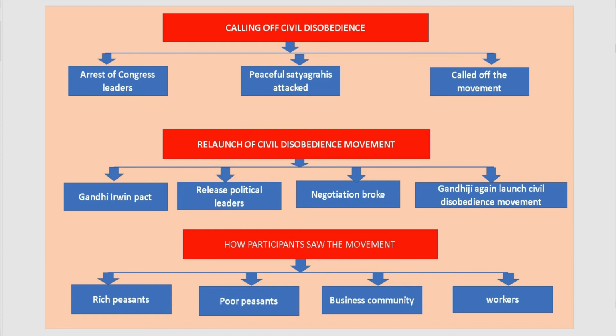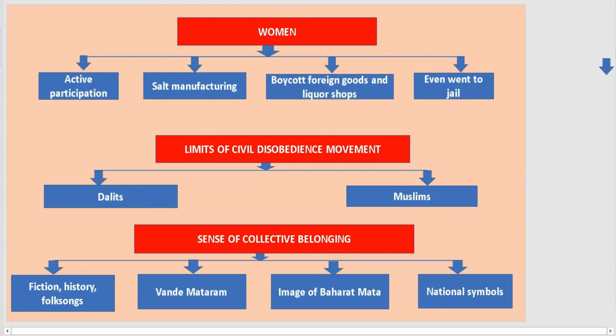Now, how did participants see the movement, and how were the people of this country participating? There were rich peasants, poor peasants, the business community and workers. These are all the participants, and how they saw this movement. Next, the role of women. Of course, there was active participation of women in all of Gandhiji's movements. In salt manufacturing also, women participated. Even in the boycott of foreign goods and liquor shops, women participated and gave their support. Next, they even went to jail.